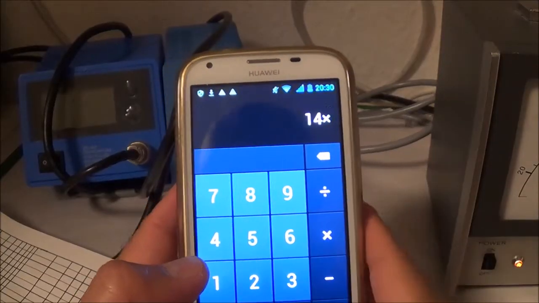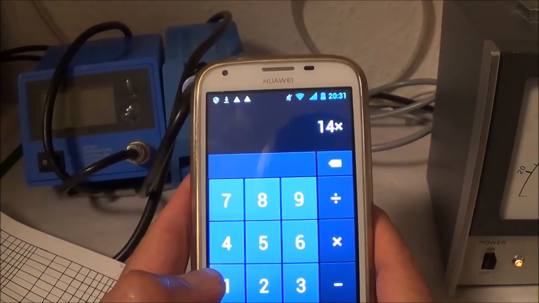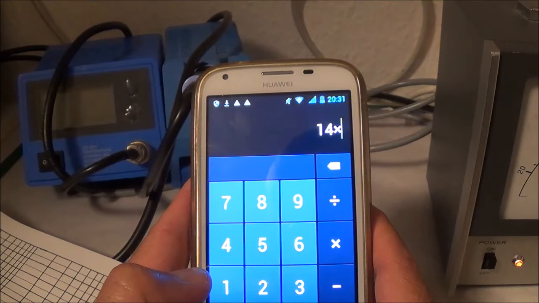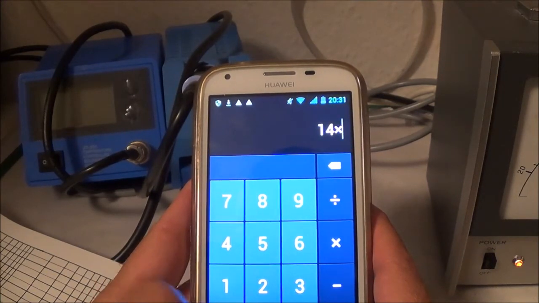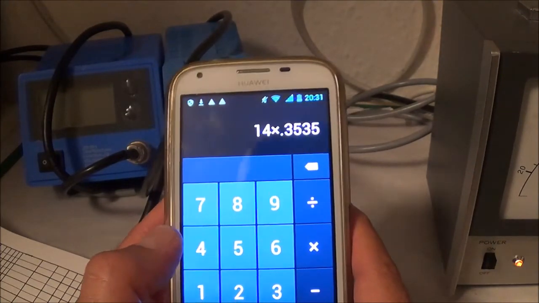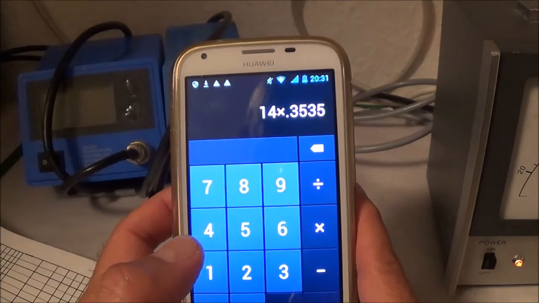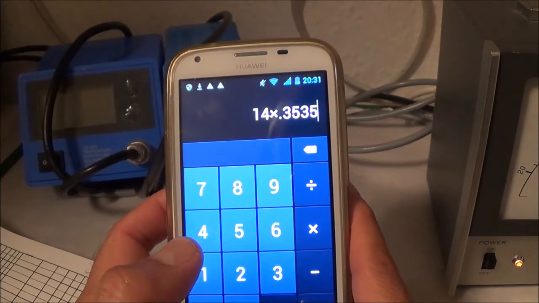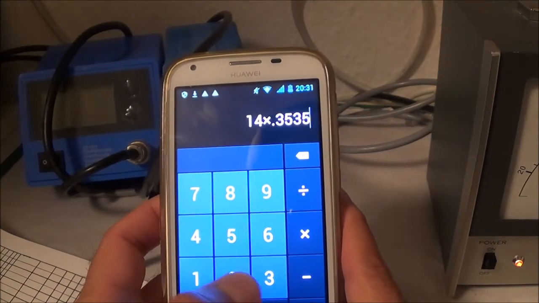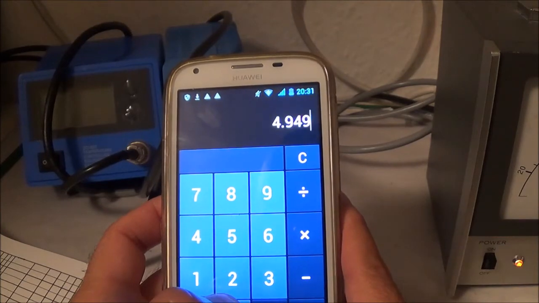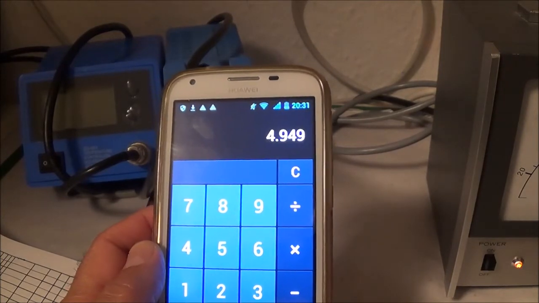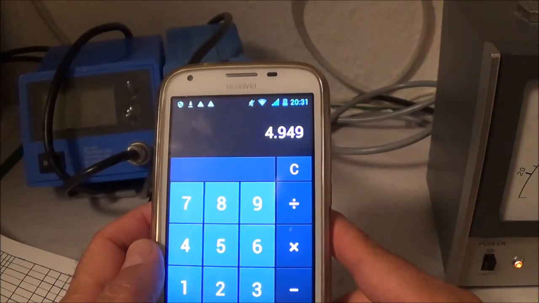It probably is. So in order to get the RMS voltage output from the peak-to-peak voltage, I think I have to take the 14 times 0.3535. And again, the maximum output from this audio generator is 5 volts RMS. And here it is, it's 4.94, which is pretty reasonably close.